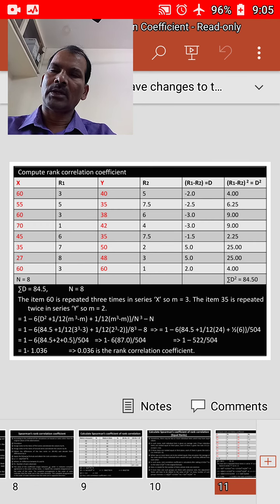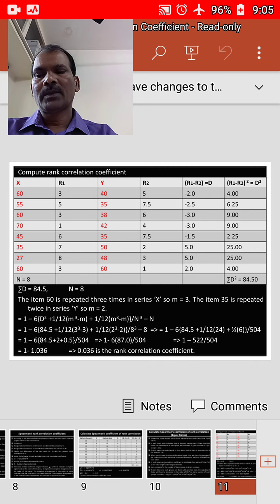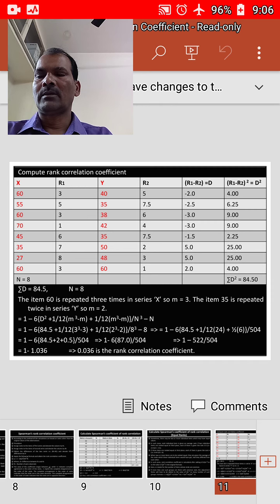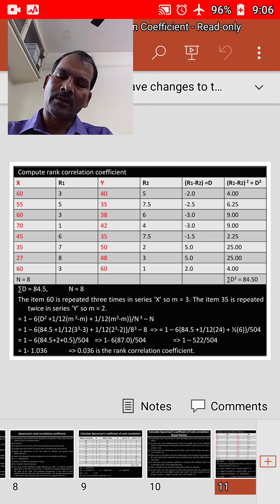Next highest is 40, I am giving fifth rank to 40, and the next highest is 38, that is, I am giving sixth rank to 38. Lastly, 35 is occurring twice, and for giving the rank, 35 plus 35, that is 7th and 8th rank, will be given. 7 plus 8 by 2 is nothing but 7.5. They are the same values, hence I am giving the same rank.